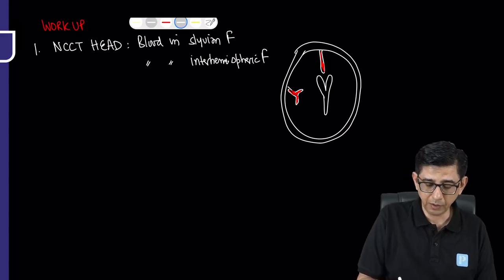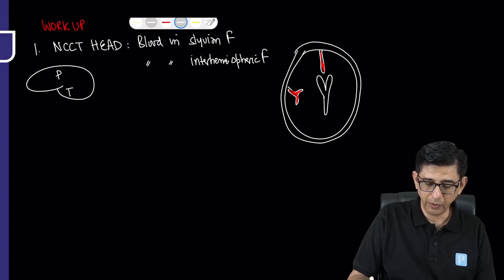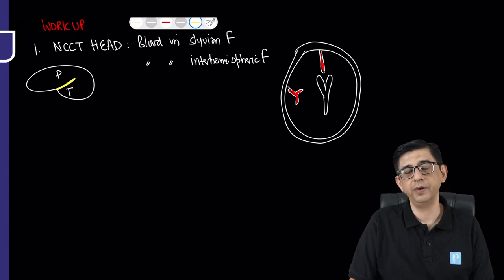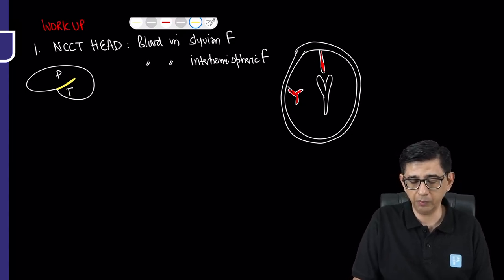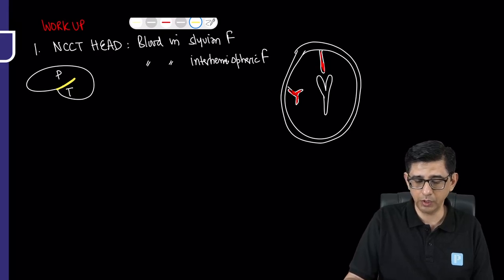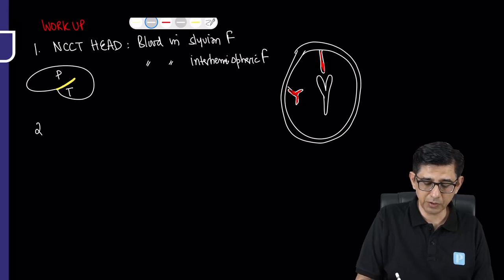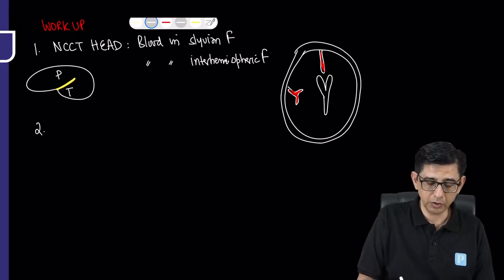From a lateral aspect, if we look at the brain, if this is the parietal lobe and this is the temporal lobe, then where is the sylvian fissure located? This area, the marking that I'm doing, is the sylvian fissure. It will separate the parietal from the temporal lobe, and we can be having a bleed in it, which has been shown on the right hand side. CT scan is the best way for diagnosis of this condition.